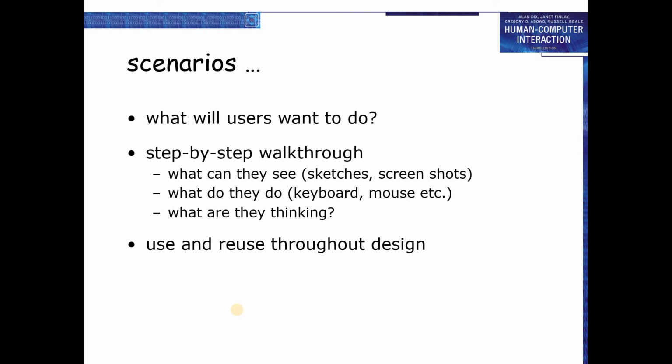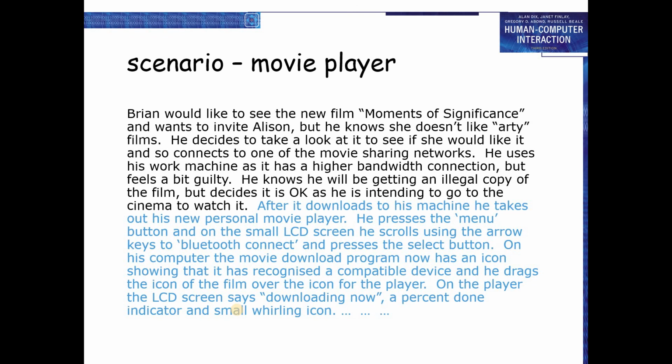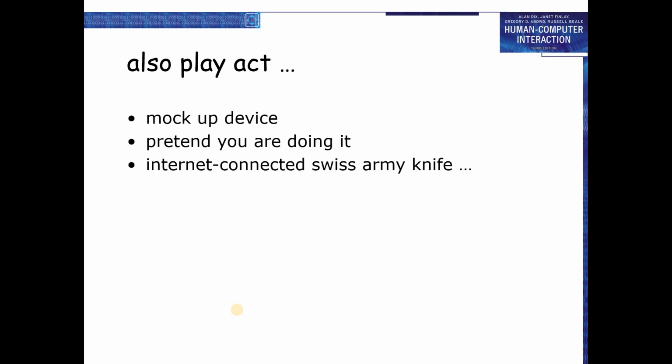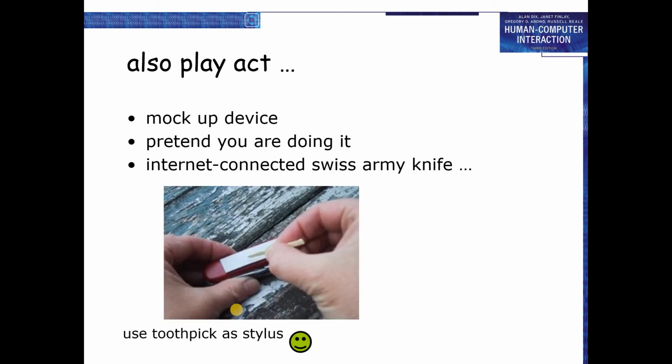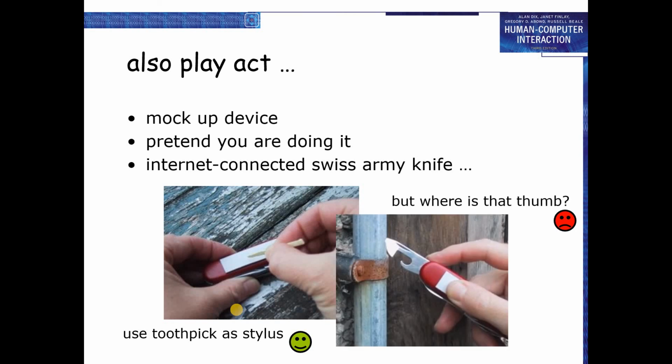Scenarios can be used and reused many times throughout the product life cycle, used by many people: the designers, engineers, clients, users. This was the example of the scenario we saw, and scenarios can help us to find out some bad design interface. For example, we wanted to make a new product, a Swiss Army knife with a computer, with an internet connection, and we saw that it's a bad design because we cannot use the screen while using the knife.